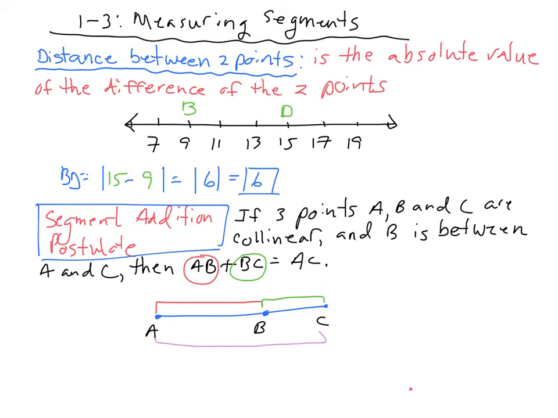So what if, so let's do an example. So for example, what if AB equaled 5 and BC equaled 4? So according to this, if AB were 5 and BC were 4, what do you conclude?